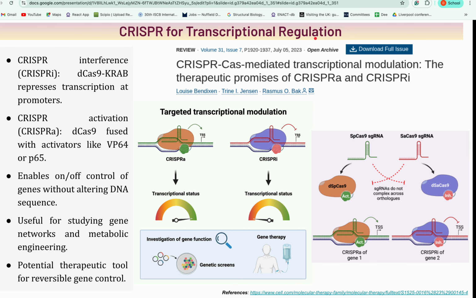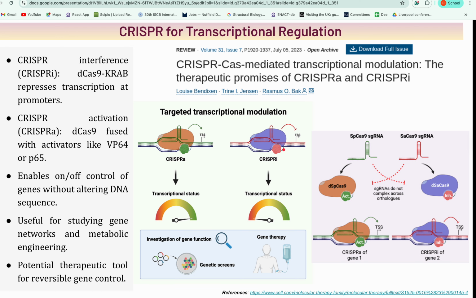Now, if we talk about CRISPR's role in transcriptional regulation, we have discussed that CRISPR-A means activation and CRISPR-I means inhibition. If VP64 is fused with dCas9, so dCas9 is dead Cas9, which does not cleave, then if VP64 or P65 is present, it leads to activation of the gene. In activation, the transcriptional status will be green. That means the transcription rate is high. More and more transcription is happening.